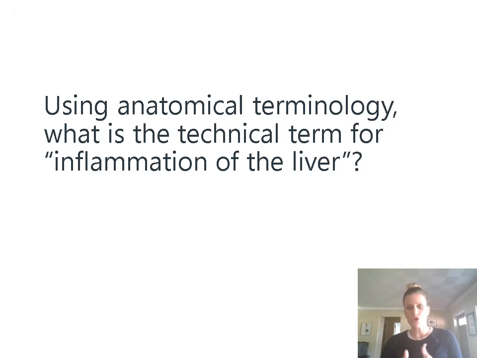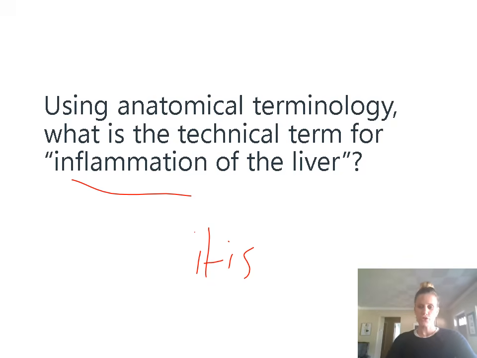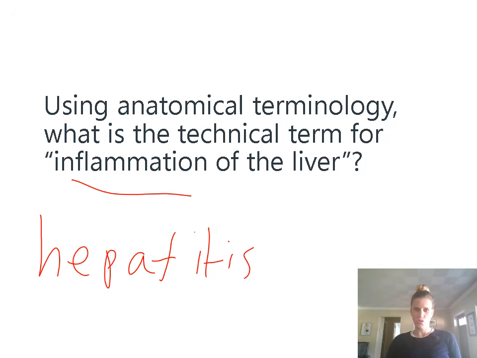So using anatomical terminology, what is the technical term for inflammation of the liver? We use inflammation a lot, and this is the suffix itis. So the word ends in itis. The liver is hepato. So if we put hepato and itis together, we get hepatitis. I'm sure you've heard of hepatitis, right? That's a disease that affects the liver. It's a virus that affects the liver and the liver swells. So hepatitis. You could use this itis with a lot of different things.